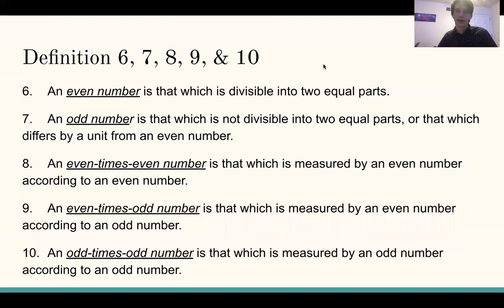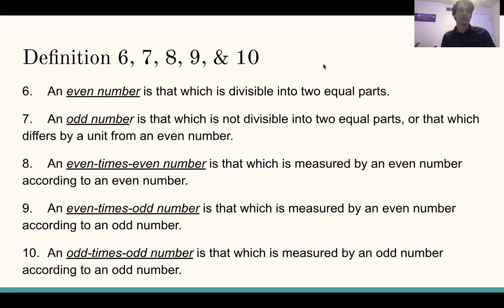And then 6 through 10 are really self-explanatory. 6 says that an even number is that which is divisible into 2 equal parts. We know that an even number is 2n, 2 times any number. And then an odd number is anything that's not even, so it's that which is not divisible into 2 equal parts, or that which differs by a unit from an even number. This is actually pretty important because differs by a unit means 2n plus 1, so it makes sense with our definition of odd as well.